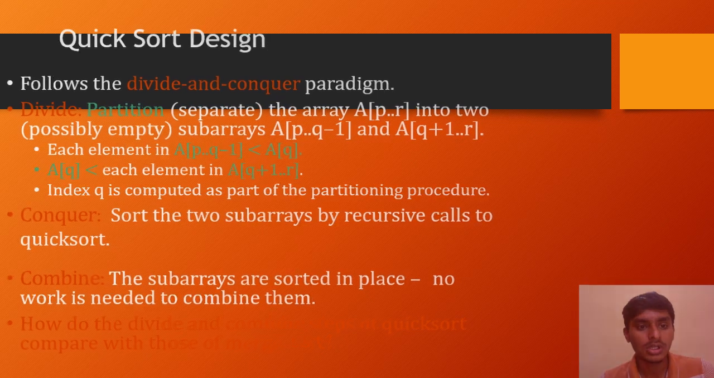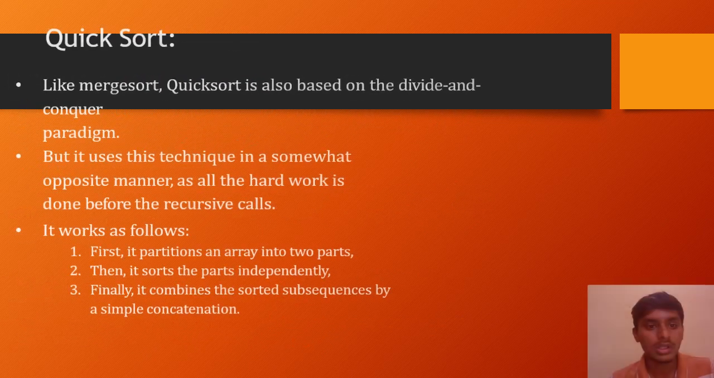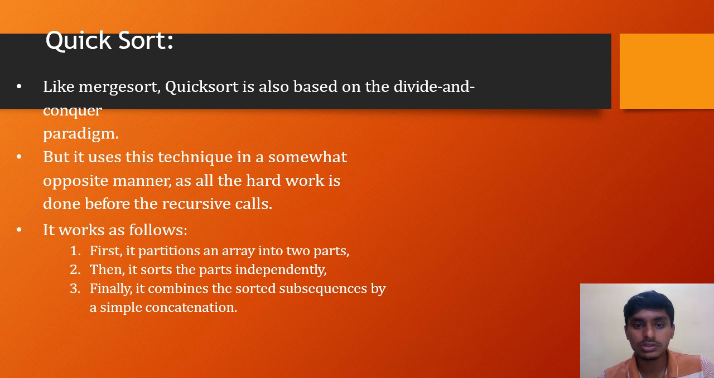Quicksort. Like merge sort, quicksort is also based on the divide and conquer paradigm, but it uses this technique in a somewhat opposite manner, as all the hard work is done before the recursive calls. It works as follows. Firstly, it partitions an array into two parts, then it sorts the parts independently. Finally, it combines the sorted subsequences by a simple concatenation.